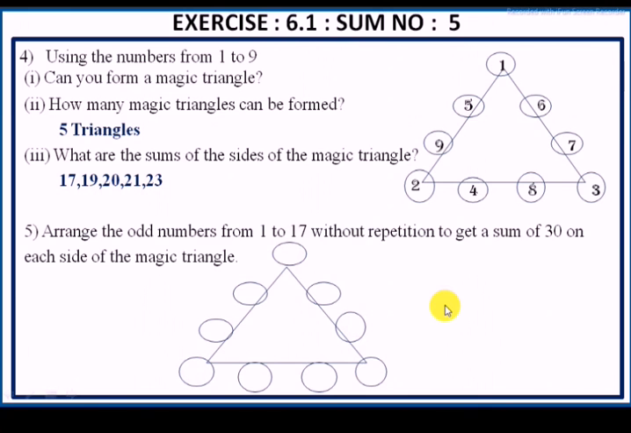So 1, 3 and 5 will be placed there. Then followed by 7, 9, 11 on either betweens, and then 13, 15 and 17, which completes the magic triangle. And when you add, you get their sum to be 30 on all the sides.